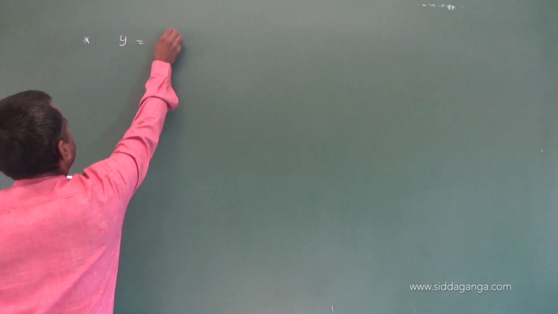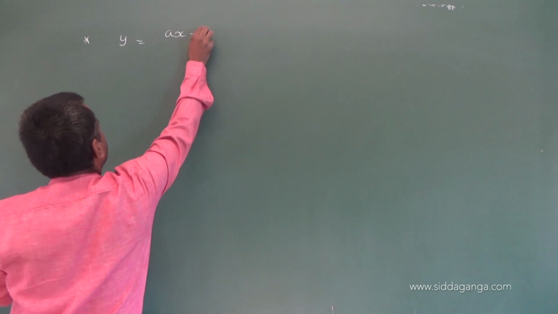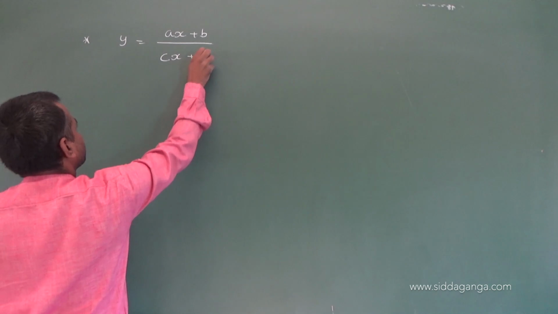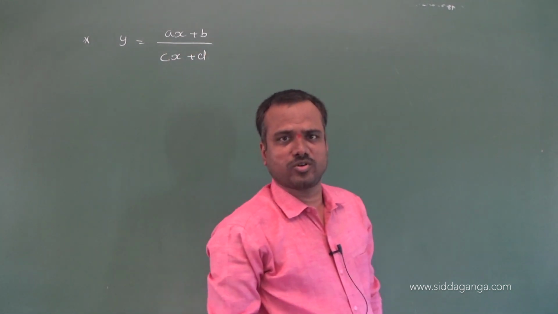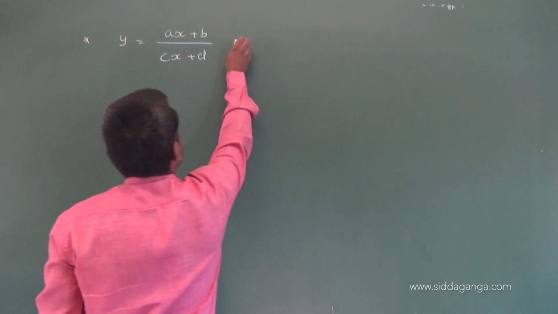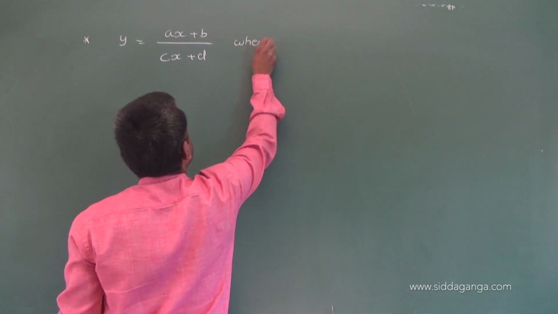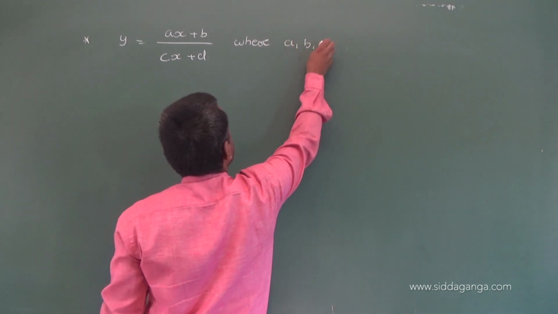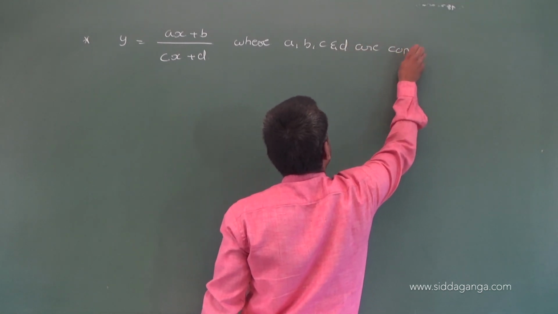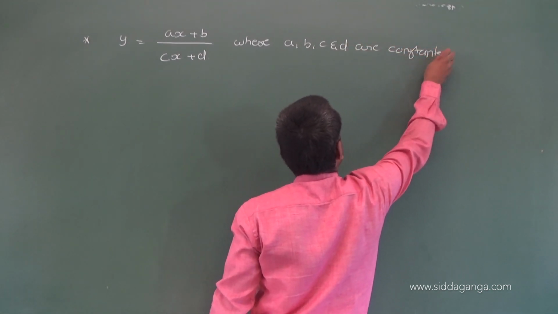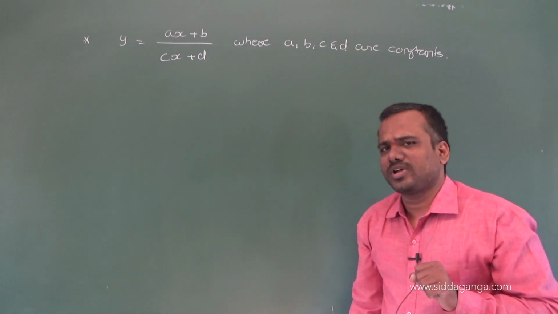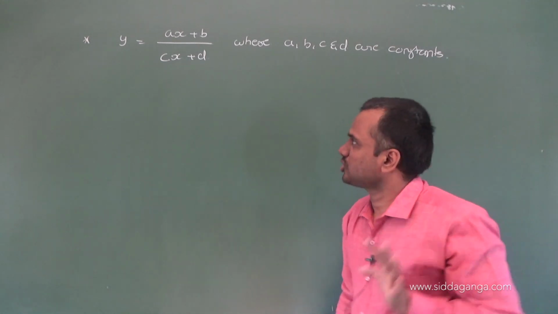Y is equal to ax plus b divided by cx plus d. Y is equal to what? Ax plus b divided by cx plus d, where a, b, c and d are constants. Then which rule apply here? We apply the quotient rule.